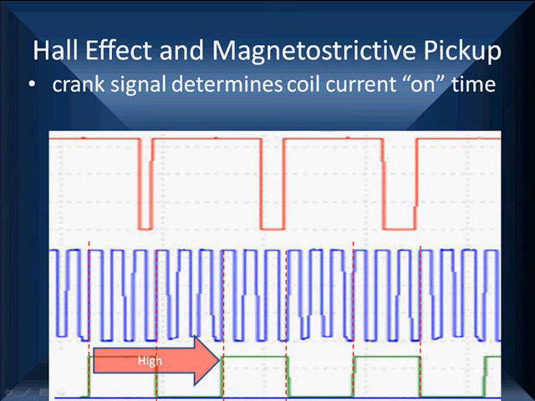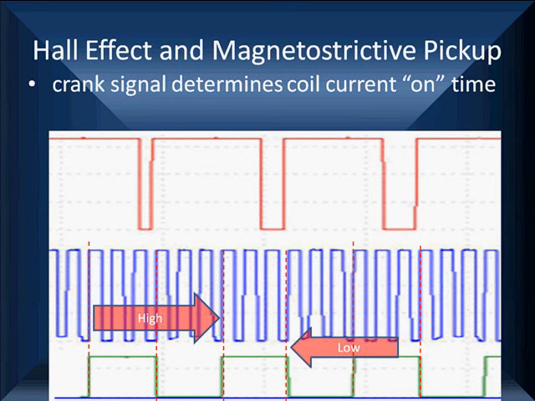But let's look a little finer. Here's where it goes high. Notice how it aligns with that, and then that's where it goes low. That's where coil current turns off and where coil current turns on. It's exactly the width of 3 of those pulses. You think that's a coincidence?